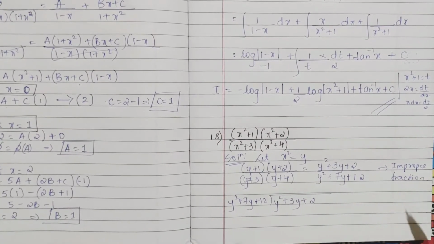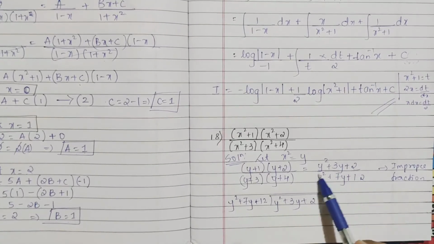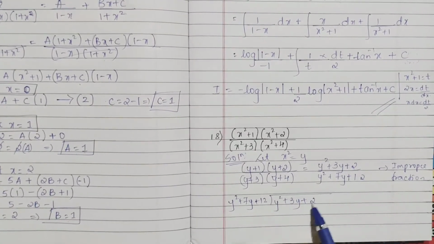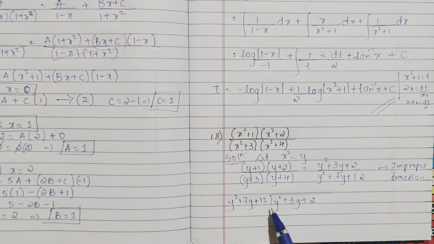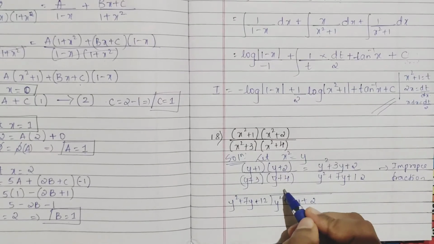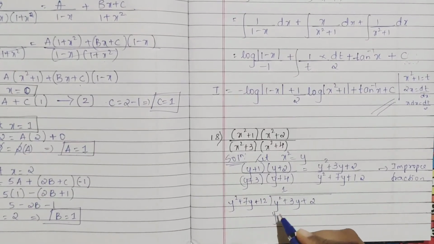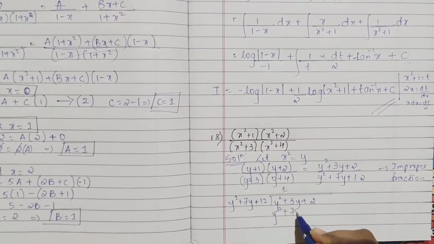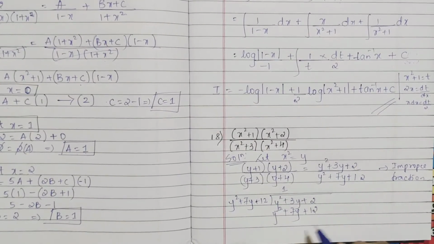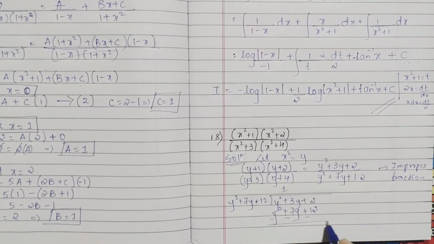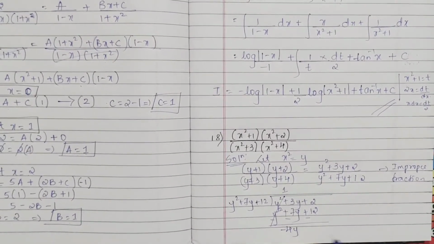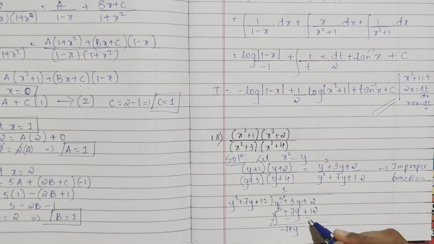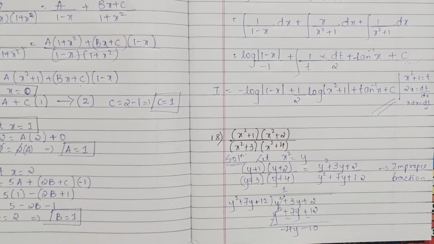So multiply it, and you will get (y² + 3y + 2) divided by (y² + 7y + 12). This is an improper fraction, so you have to convert it into a proper fraction by doing the division. Numerator y², to make y² I multiply by 1, giving y². Change the sign throughout, so this cancels. Plus 3y minus 7y gives minus 4y, and 2 minus 12 gives minus 10.